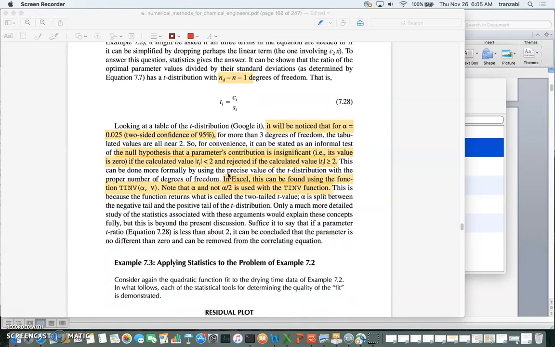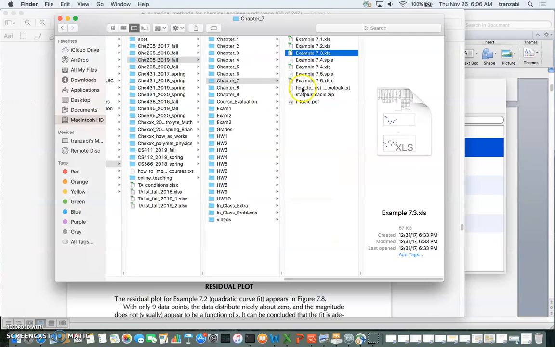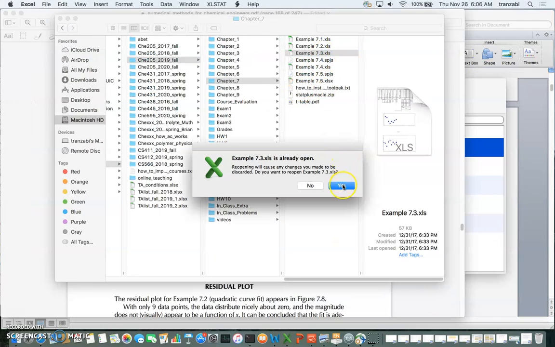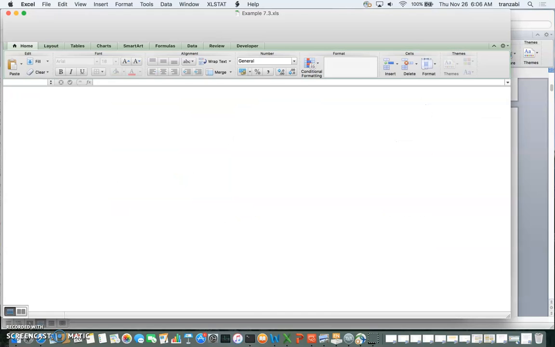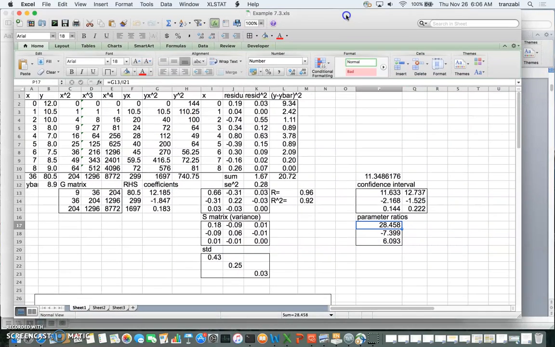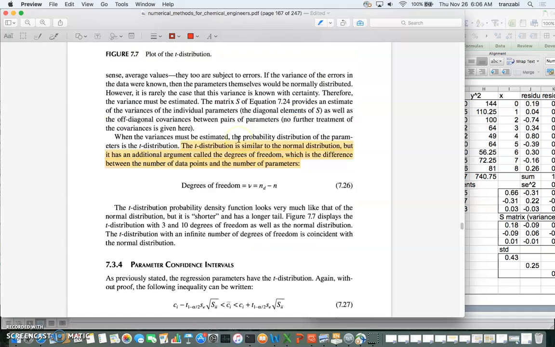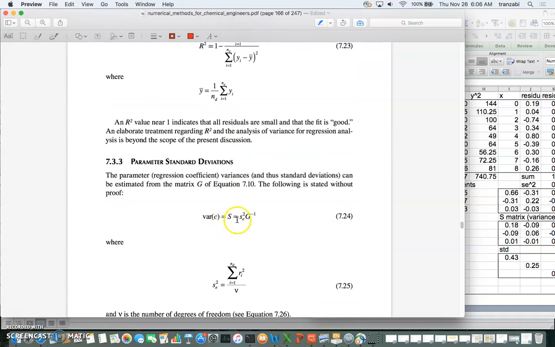So we're going to look at example 7.3 and discuss each of these parameters. So here is example 7.3. I think we did that before, but we didn't actually cover all the metrics. Now we're going to look at those metrics in this video. Okay, so here's the same example. We did the correlation coefficient before. Now we're going to look at the S matrix. So S matrix, by definition, is S sub E squared times the inverse of G. So we need to calculate S sub E squared first and then the inverse of G.